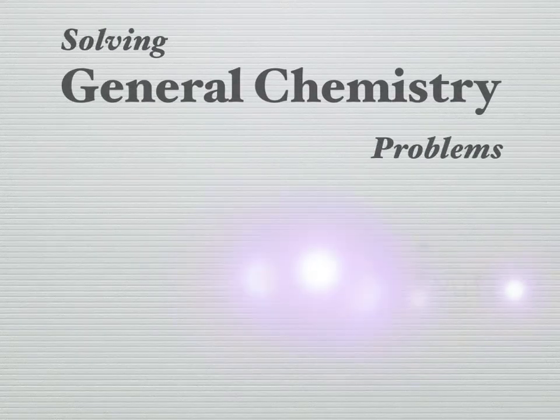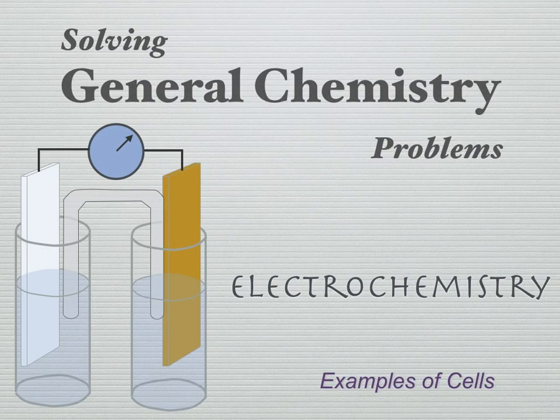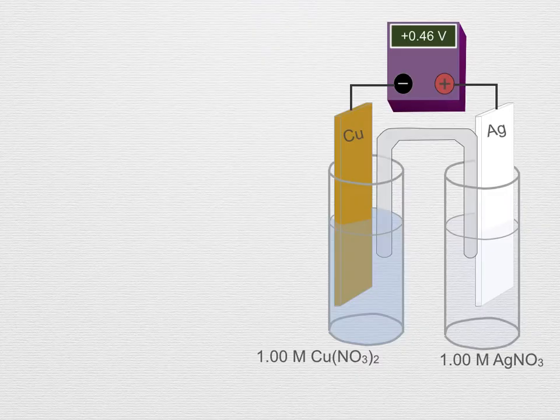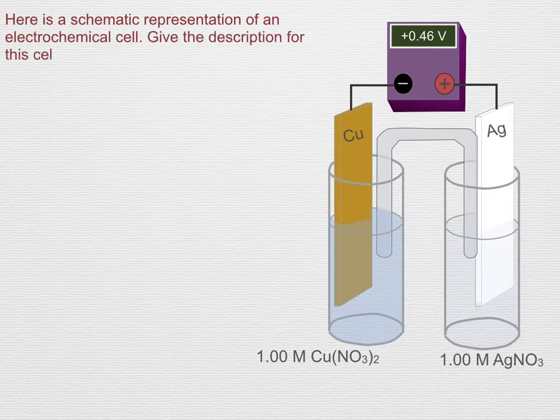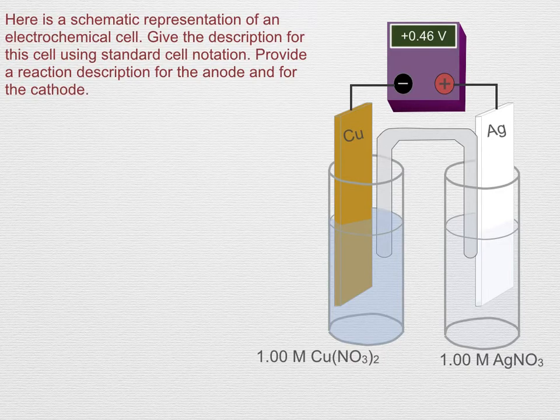Solving general chemistry problems. Electrochemistry. Here's a schematic representation of an electrochemical cell. Give the description for this cell using standard cell notation. Provide a reaction description for the anode and for the cathode. Notice that the voltmeter reports a voltage of plus 0.46 volts.